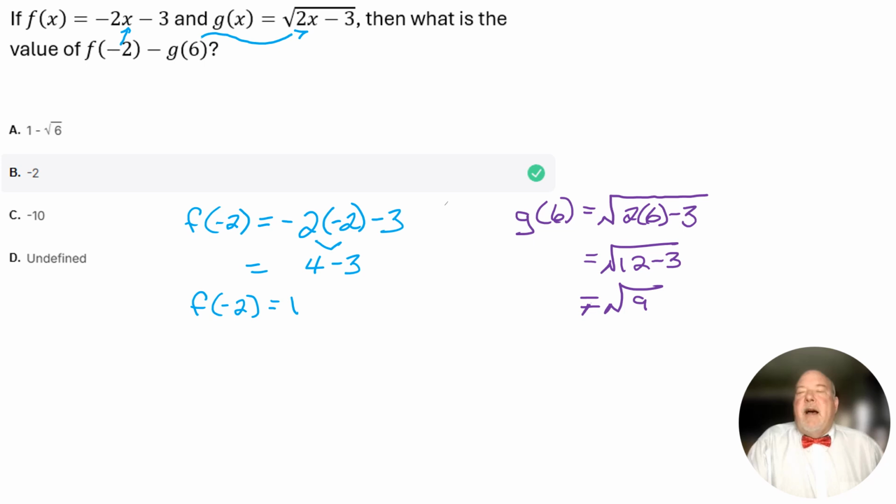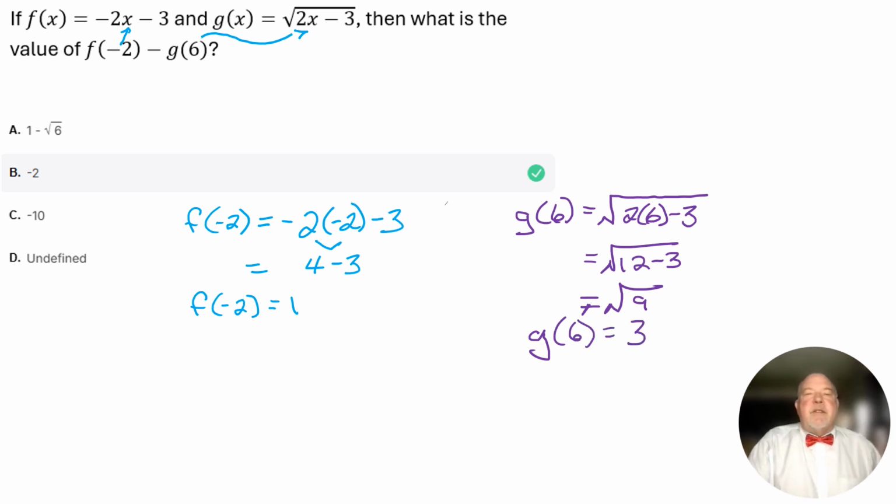And the square root of 9 is just 3. The square root is saying what number times itself is equal to 9. 3 times 3, so the square root of 9 is 3. So g of 6 is equal to 3.